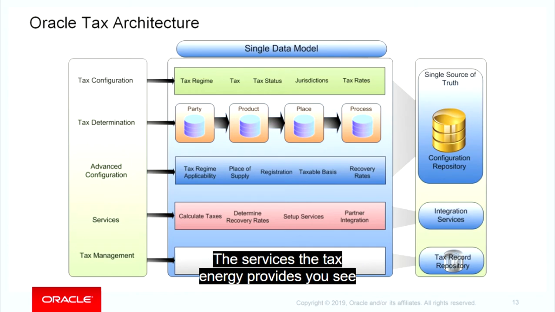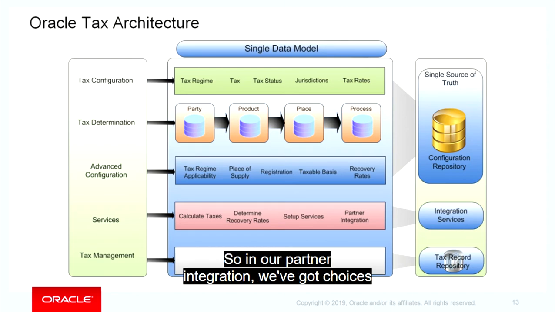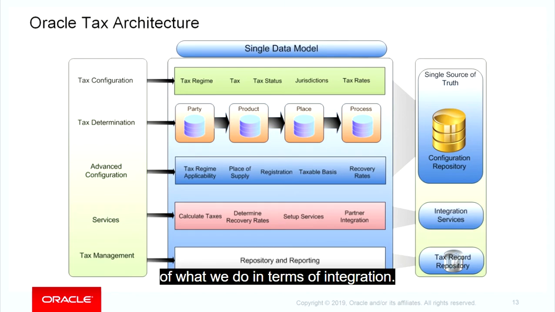The services the tax engine provides, you'll see, is this tax and calculation of recovery rates. And you can punch out in the cloud to Vertex Q. So Vertex Q, in terms of cloud integration, that might just load the core configuration of the locations, the state, city, county. It might do the tax calculation. It might also do the tax reporting. So in our partner integration, we've got choices of what we do in terms of integration.